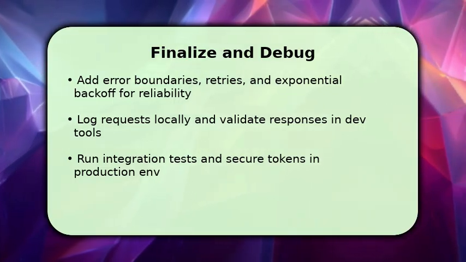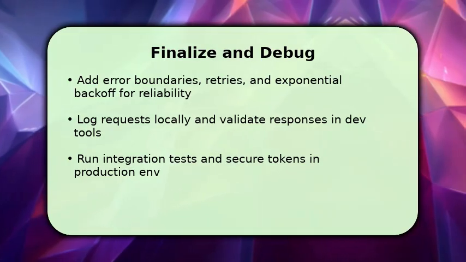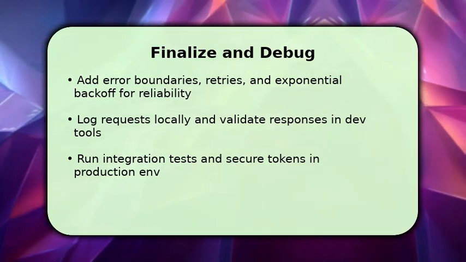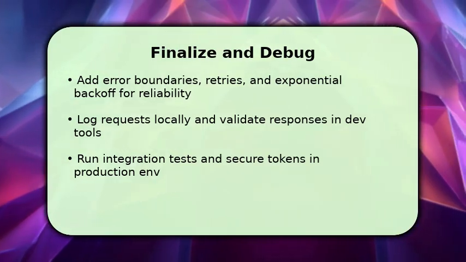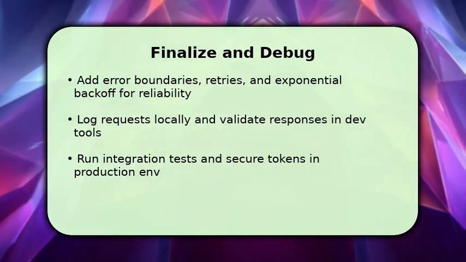Make sure to run integration tests that mock the API, and before deploying, move secrets to real environment variables or a secrets manager. Troubleshooting tip: if requests fail, check CORS headers and network tab first.